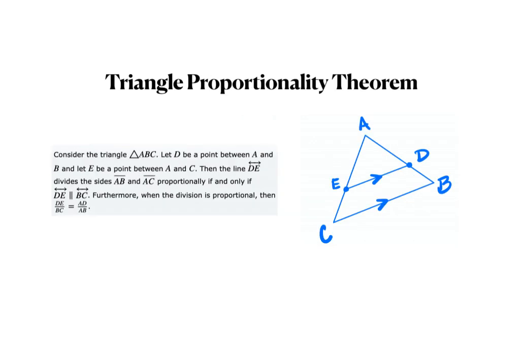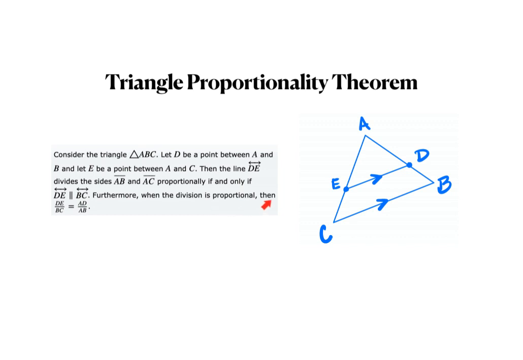Now that we know what it means to divide sides proportionally, I'm going to introduce a theorem called the triangle proportionality theorem, which basically says that if I have a segment that's parallel to any side of my triangle, it divides the sides proportionally. Now let's read the more detailed description. Consider the triangle ABC. We're going to let D be a point between A and B, and E be a point between A and C, as I've shown over here. Then the line DE divides the sides AB and AC proportionally if and only if DE is parallel to BC. You notice I have it marked that way.